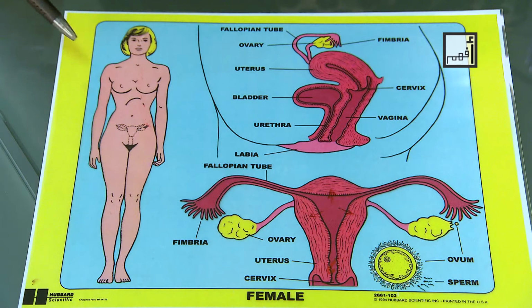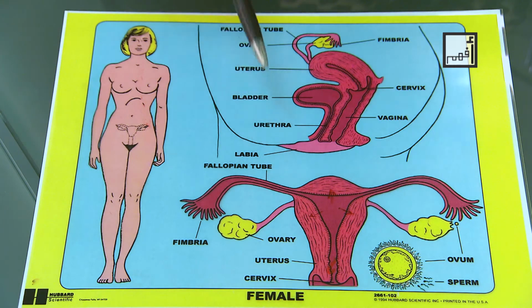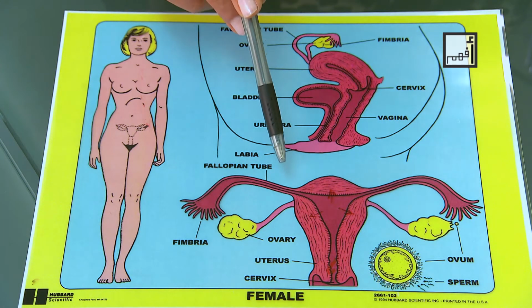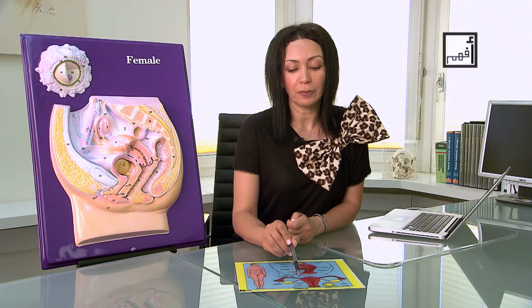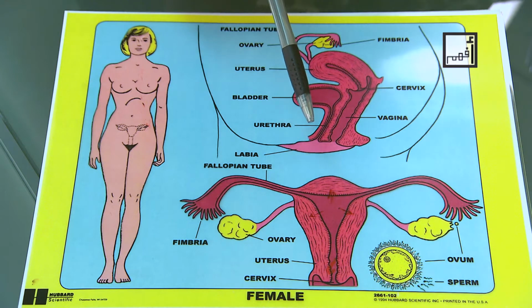In this illustration, the model stands in the standard anatomical position, and the reproductive system is seen here in the lower abdomen. Also, there are two section views of the reproductive system. One is longitudinal or frontal, and here we are looking at the inside of a woman's body from the front side.